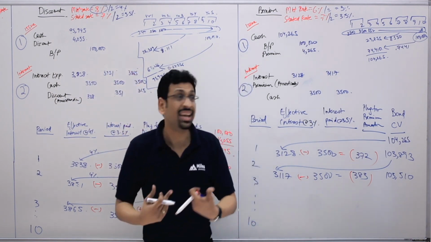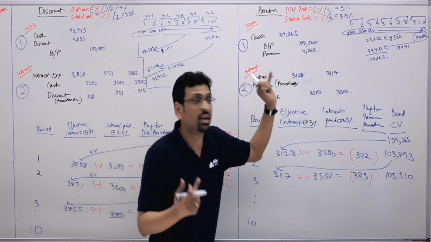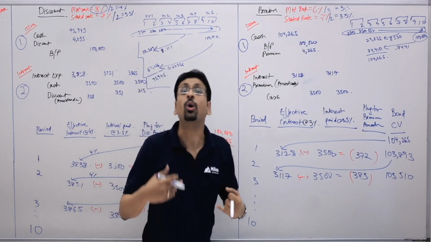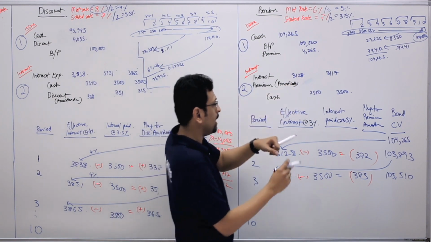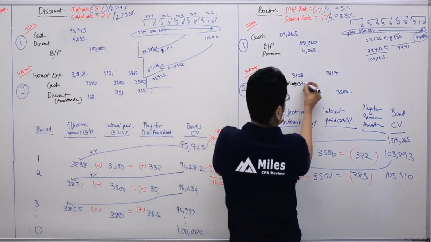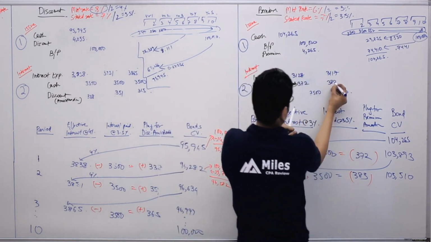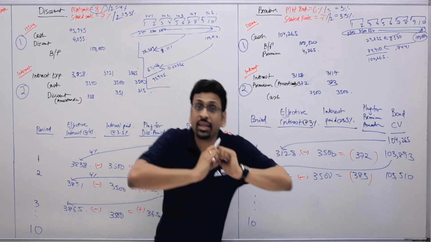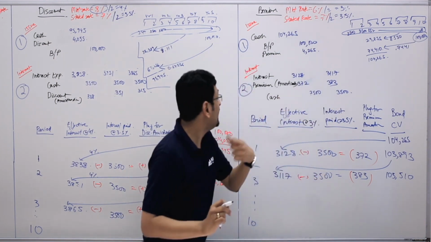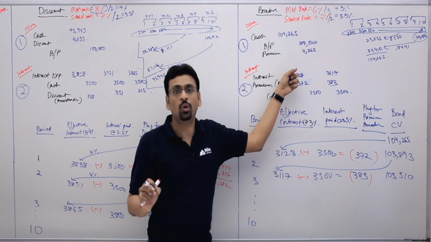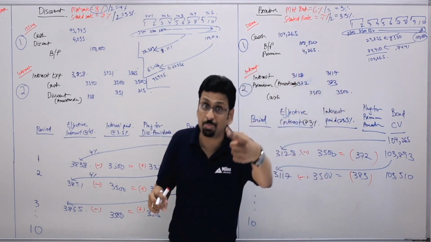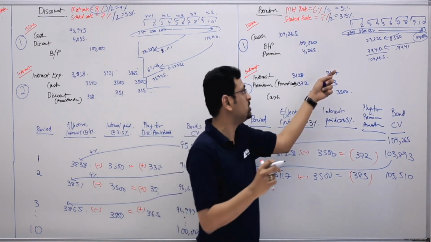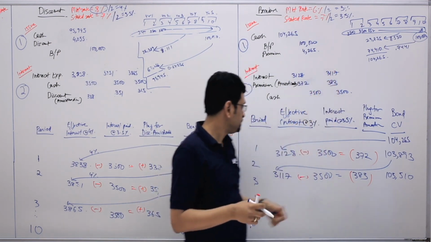Now, because it's a premium, premium was a credit account, you're going to debit it. It's helping you reduce your interest. So this minus this, that's your plug. The plug is 372 and 383. So though you're paying out 3,500, the expense is only 3,128 on your income statement. Though you're paying 3,500 in period 2, the expense on your income statement in period 2 is 3,117.